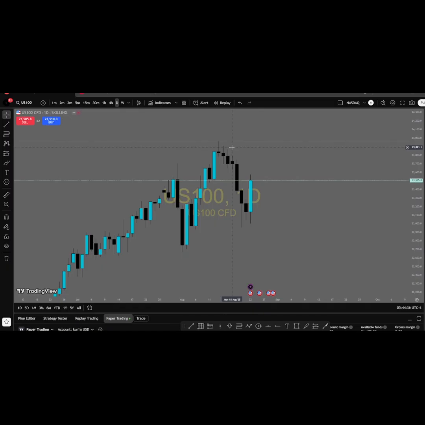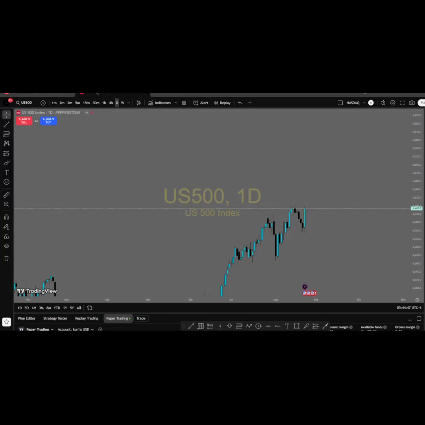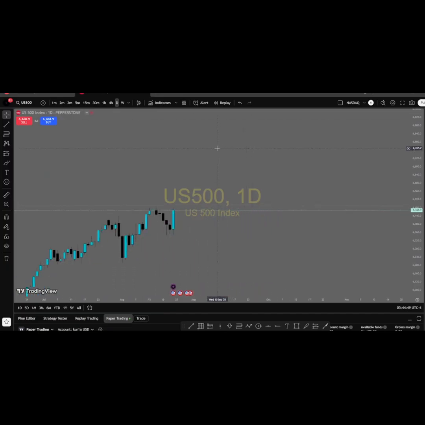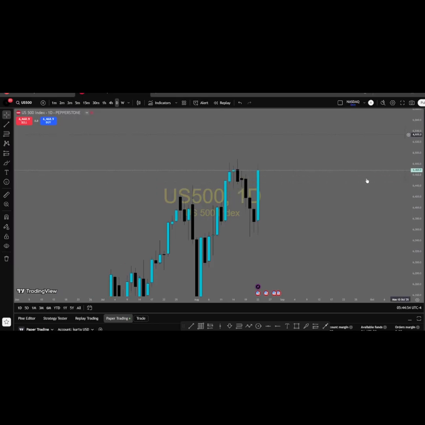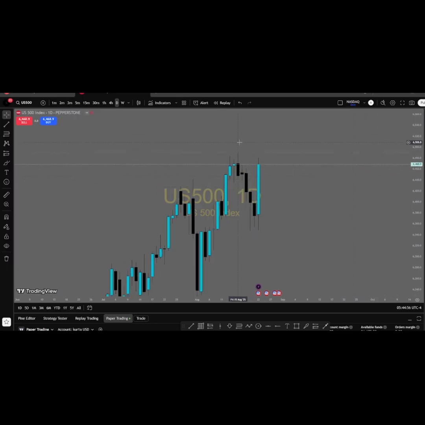We can see that on US100, Monday traded and swept Friday's low, and then it traded back inside that Friday's range, right? When we go to US500, let's zoom in for a better view. On US500, this is Monday's candle. It also swept Friday's low, and then it traded back inside that range.